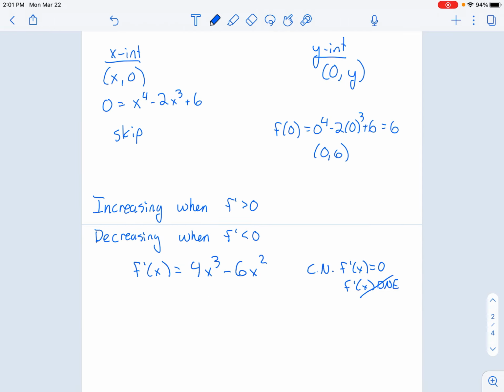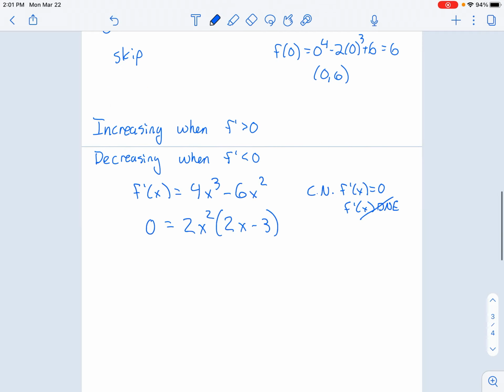So now we're going to set our derivative equal to 0. It looks like I can factor out a 2 since both of the coefficients are even, and an x squared right there, which is going to leave me with 2x minus 3. If the product of two factors is 0, then either the first factor is 0 or the second factor is 0. We can solve here to get our critical numbers, so 0 and 3/2.